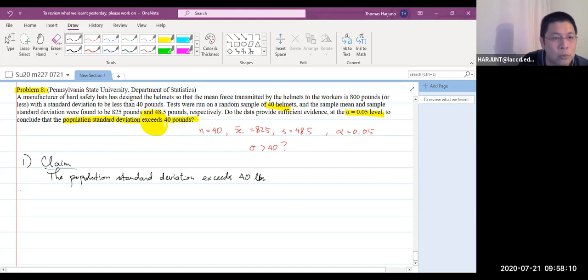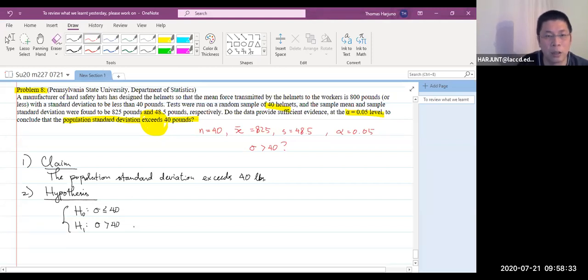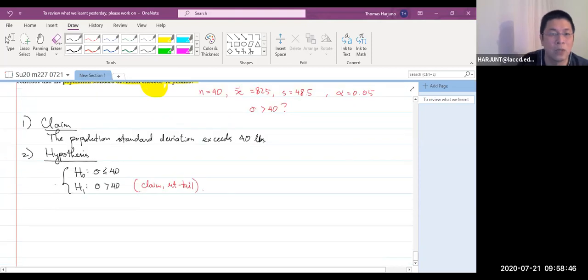Step 2, hypothesis. Null hypothesis, alternate hypothesis: sigma greater than 40, sigma less than or equal to 40, and the claim is with the alternate hypothesis, and therefore, in this case, greater than. That's a right tail here. Then we go on.